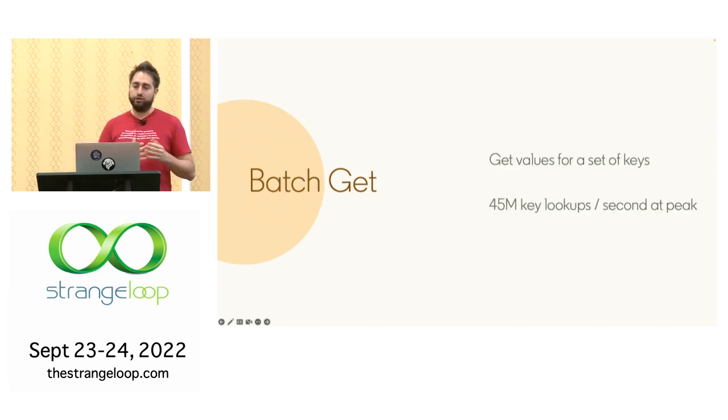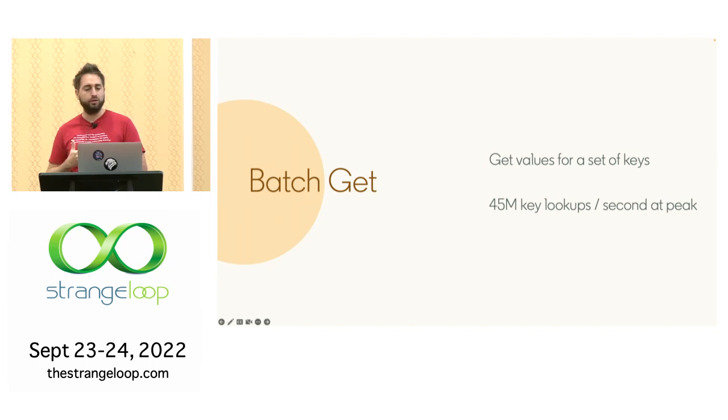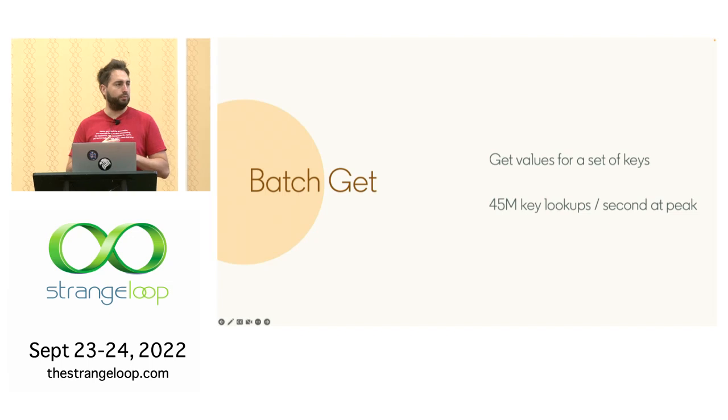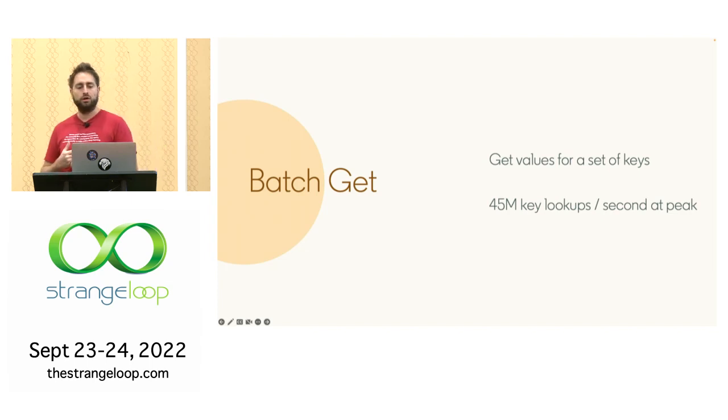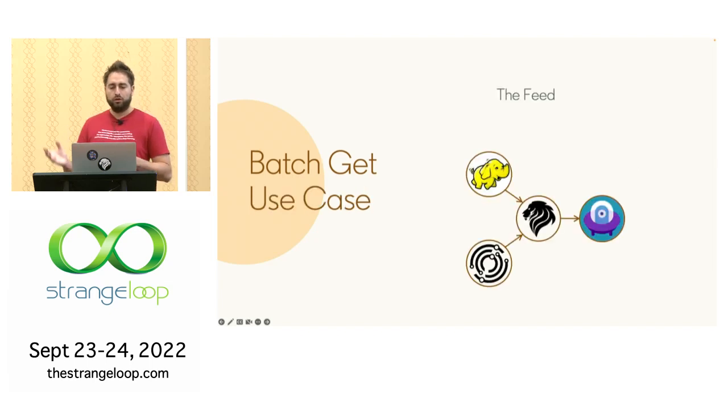Another way is batch get, where you want to get the values for a set of keys. This is very popular for AI use cases in the search and recommendation space. And for those, we tend to prefer not measuring the workload in terms of queries per second. We have found it more useful to look at it in terms of key lookups per second for our capacity planning and stuff like that. All in all, with all data sets, it adds up to 45 million key lookups per second that are leveraging this API.